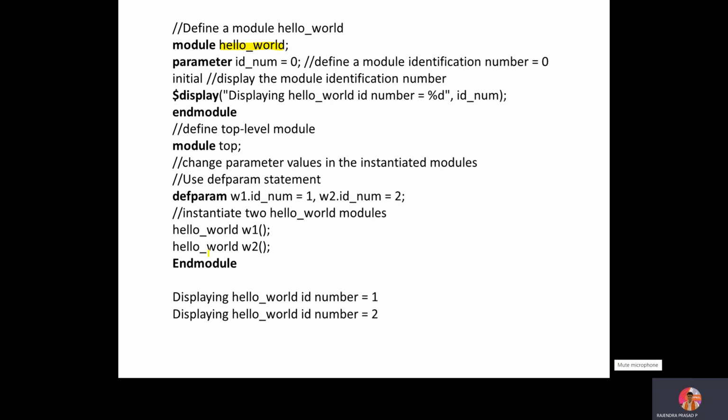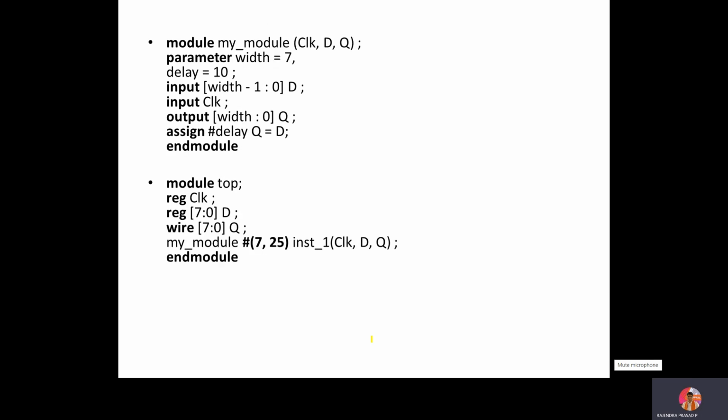So hello world 1 and hello world 2 are displayed. So for this one, the displayed hello world with 0 has been overridden. It will display the num1 value and the num2 value. So it displays hello world ID number 1 and hello world ID number 2. This is how you can use your parameter for generating the design.